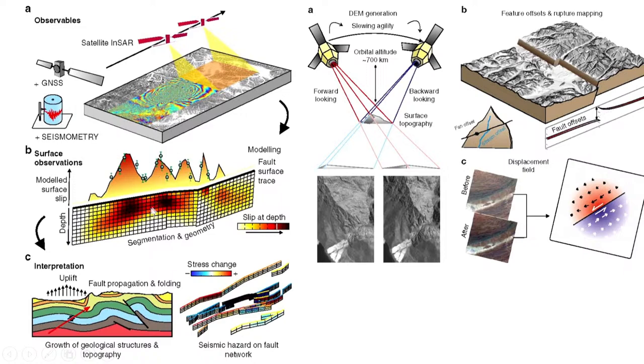Here you can see that after the modeling, the slip at depth is modeled for this co-seismic activity where the fault has taken place. This is how you can do this modeling, and you can see the fault segmentation and geometry, and the growth of the geological structure and topography. You can see that this is slightly uplifting, then fault propagation and folding is taking place. Then how stress is taking place in the fault network. All this you can do with the help of SAR data as well.